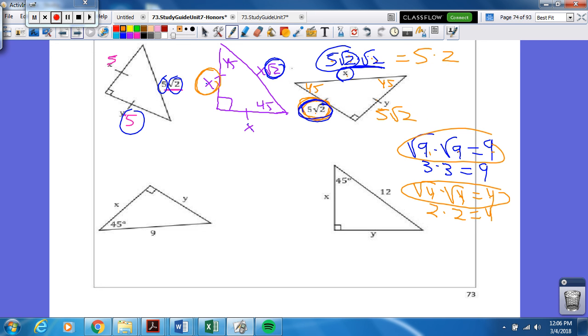It's like radical 10 times radical 10 is 10. Radical a million times radical a million is a million. So 5 times 2 is 10. There you go. So that's my hypotenuse. Got it. Okay. Two more.